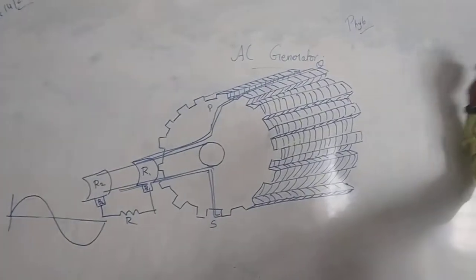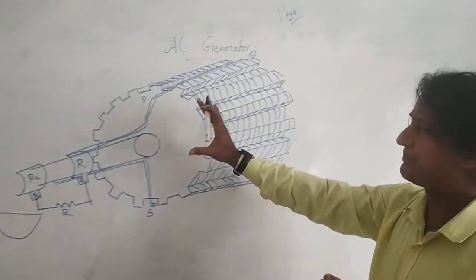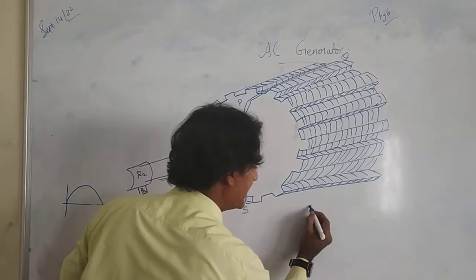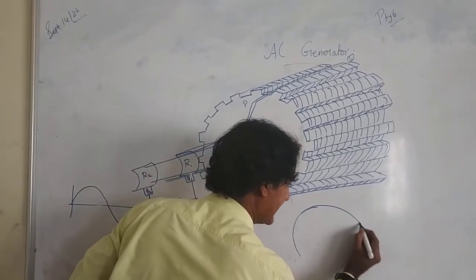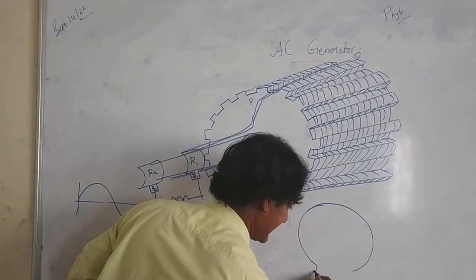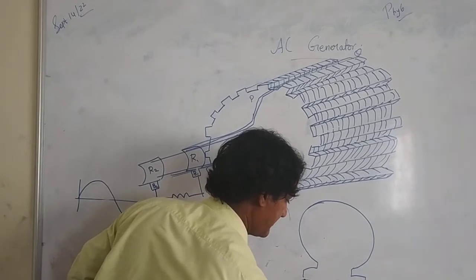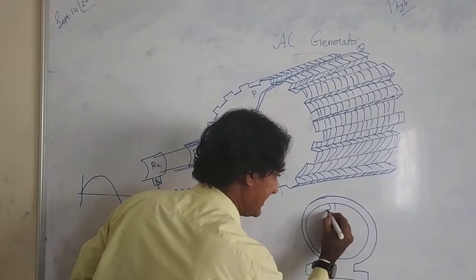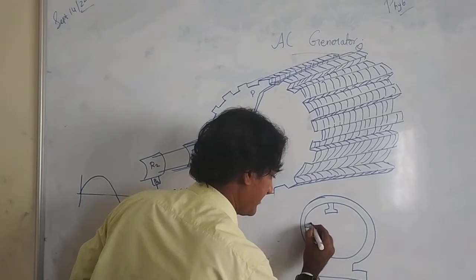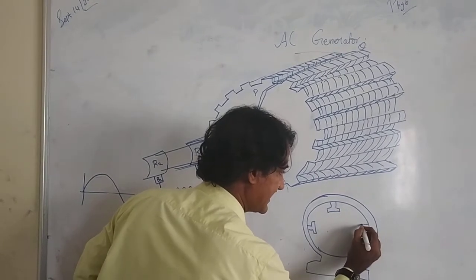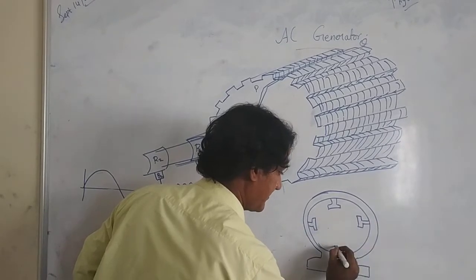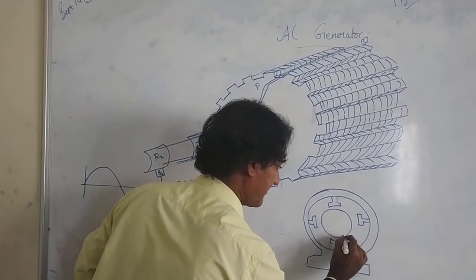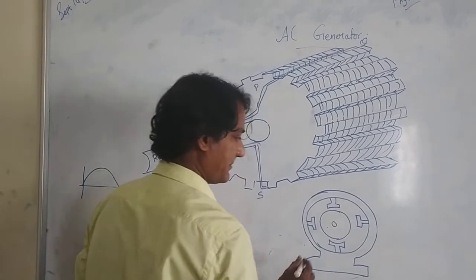Now, what about the magnetic poles? For example, I am going to show you the front view of a generator in a simpler way. These are the poles. These are the poles. This is the armature, and here the shaft is connected.